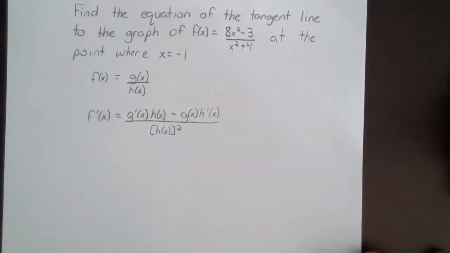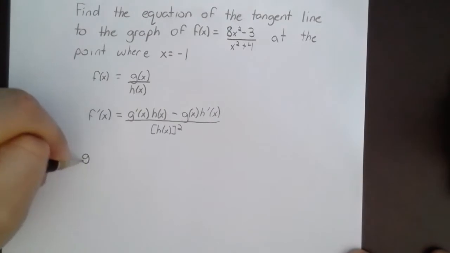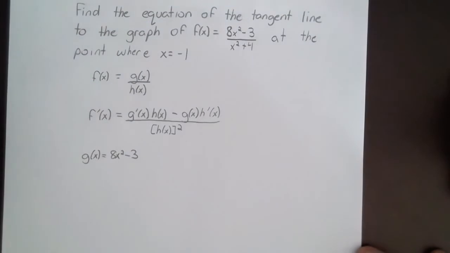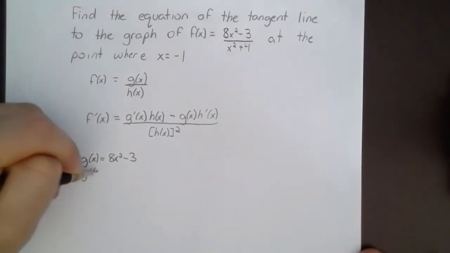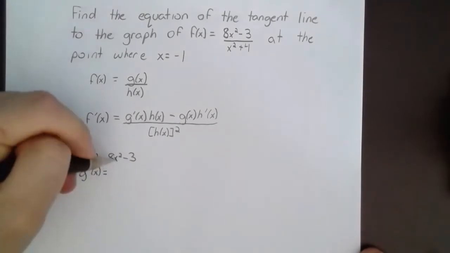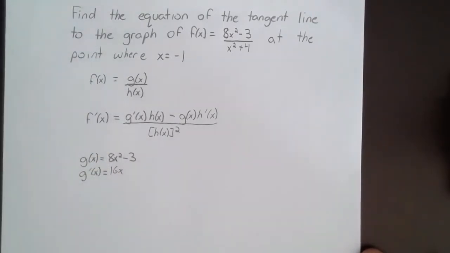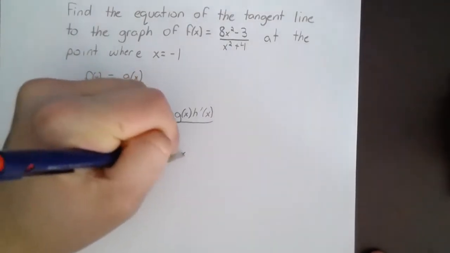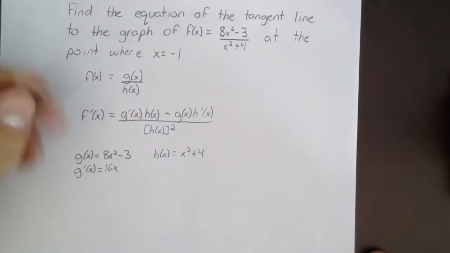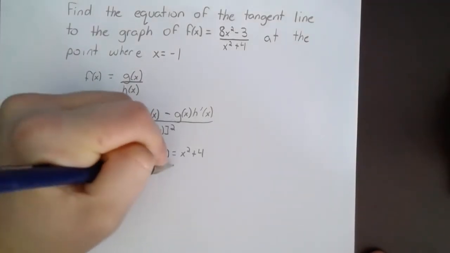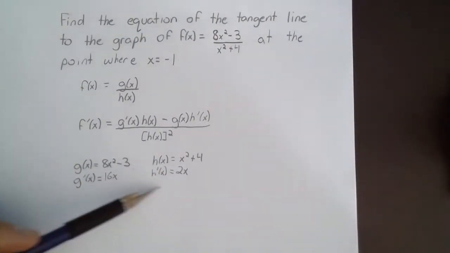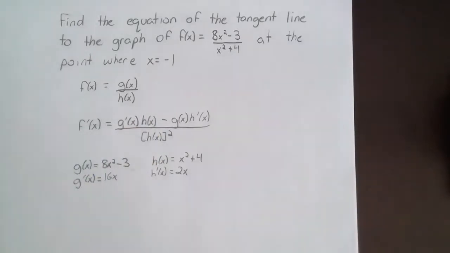What usually helps me out is to stay organized. So g at x I know is 8x squared minus 3, my numerator. So g prime at x, the derivative of g at x, is 16x. And same thing with my denominator. I defined it as h at x, and that equals x squared plus 4. So the derivative, h prime at x, equals 2x. Once I have all this information, I can just substitute it into my equation for the quotient rule. So I'm going to do that.